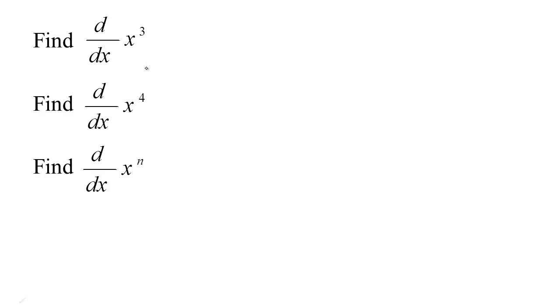We want to come up with a rule for taking derivatives of powers of x. So we have these three examples that we'd like to figure out. In each case we're going to calculate the derivative, which is based on a limit. In this first case, if our function is x cubed, we need to take the limit as h tends to 0 of f of x plus h, which cubes x plus h, minus f of x, which is just x cubed, over h.